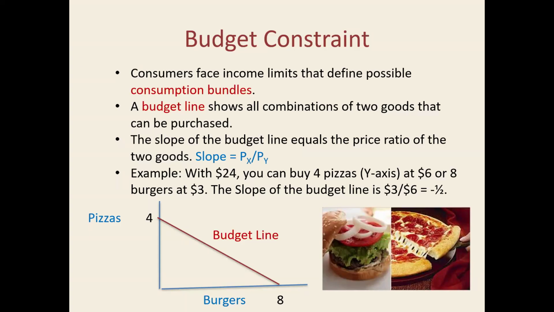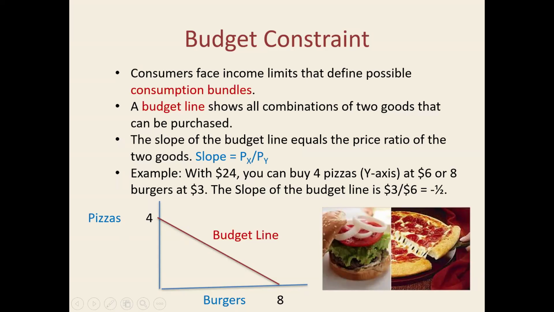So we could present this idea of a budget constraint by using a graph with 1 good on the vertical or y-axis and another good on the x-axis. The slope of the budget line equals the price ratio of the 2 goods, the price of X over the price of Y. Let's look at a specific example with burgers and pizzas as shown on the right. Suppose you had $24 in a given week to spend on food. The price of pizza was $6. Let's put pizza on the y-axis. The most pizza you could consume is 24 divided by 6, which is 4 pizzas.